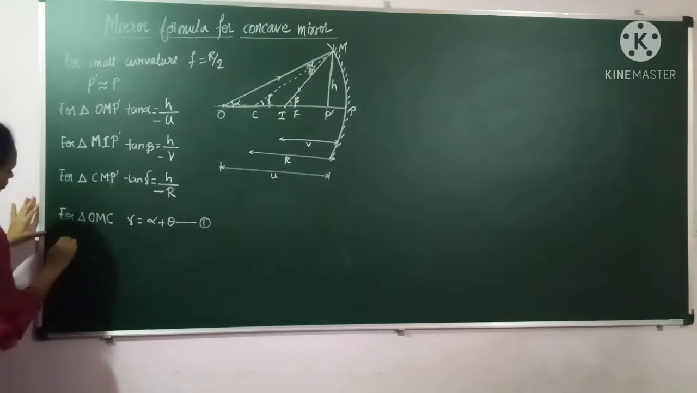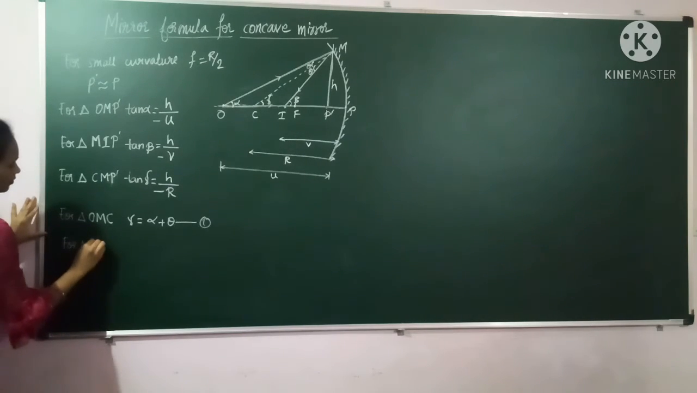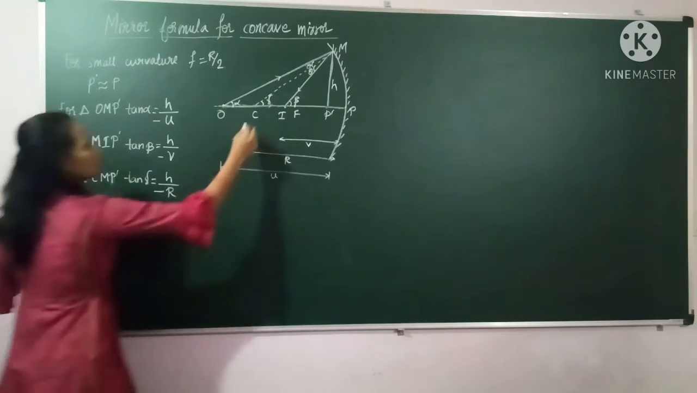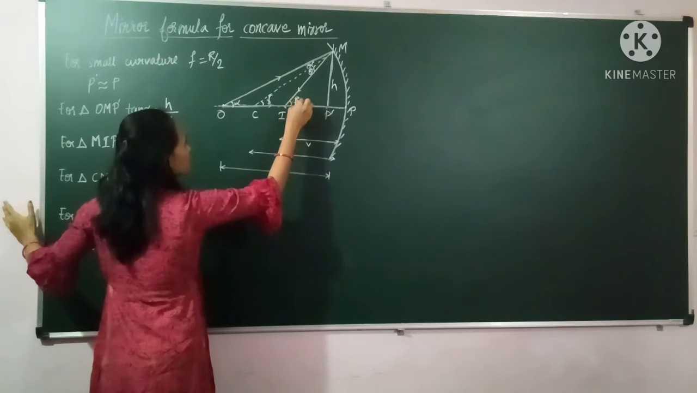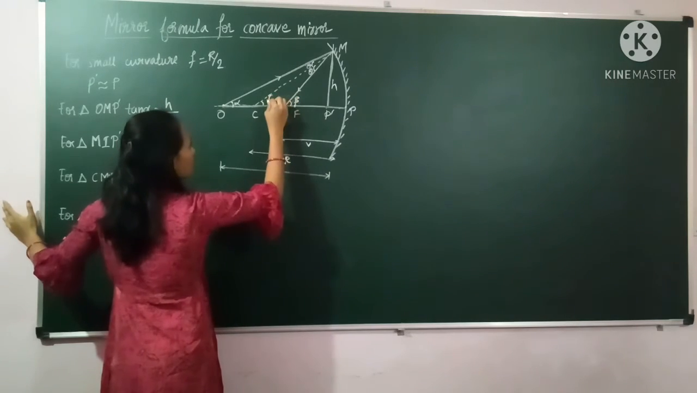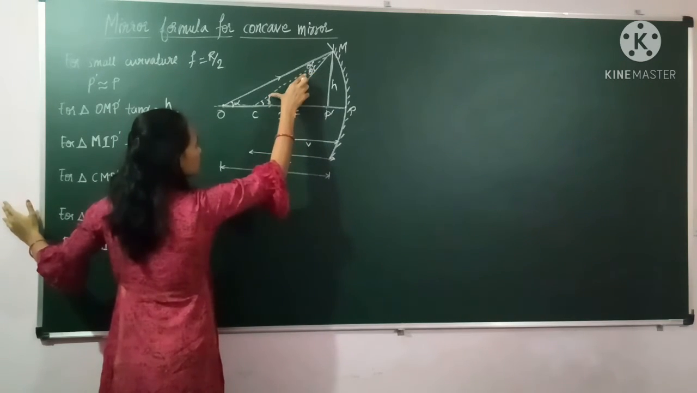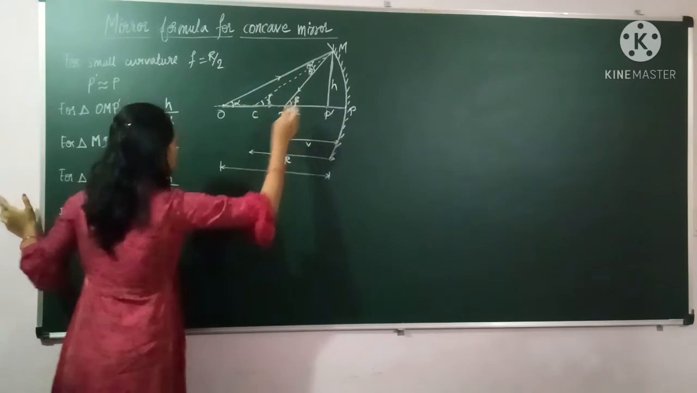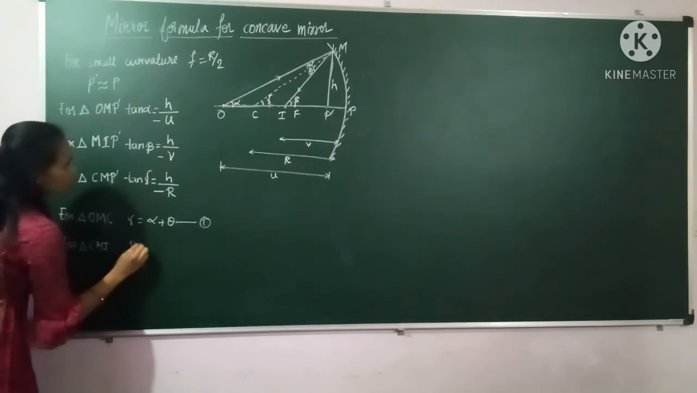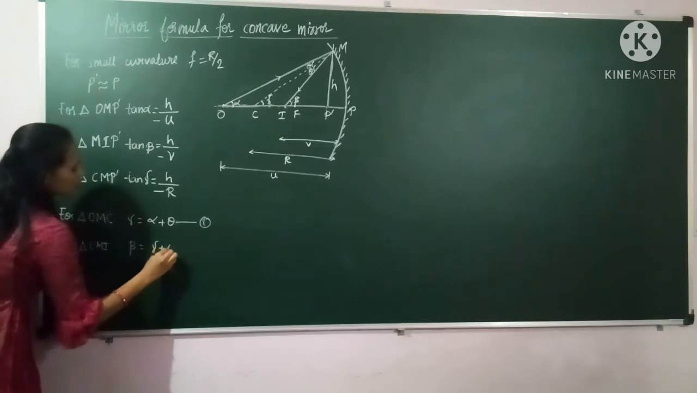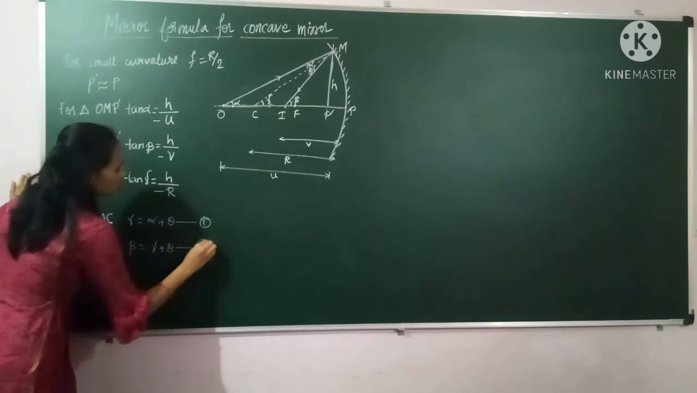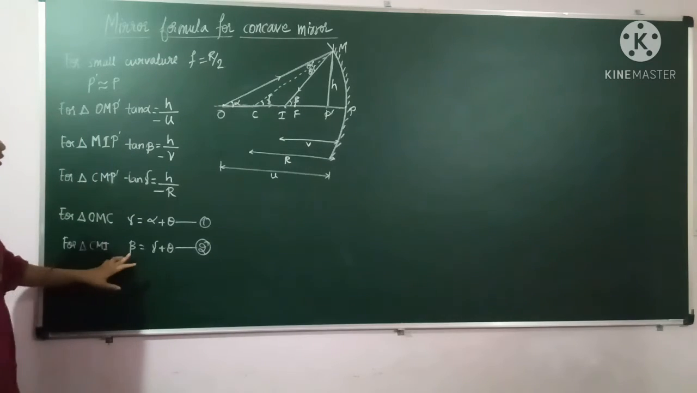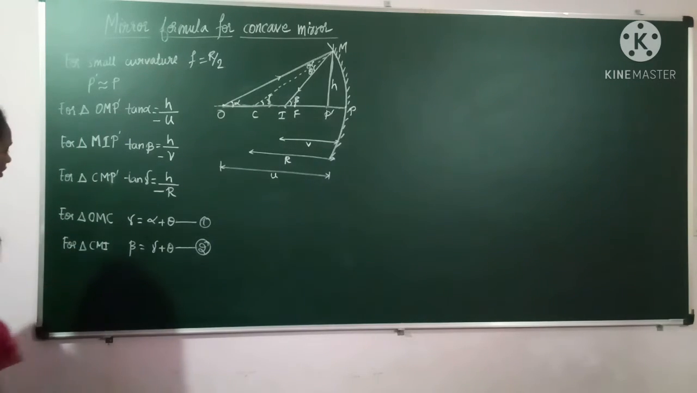Next, for triangle CMI, see CMI, in this triangle beta is the exterior angle, so beta can be written as gamma plus theta because these two are the interior opposite angles. So we can write beta is equal to gamma plus theta. Exterior angle is equal to the sum of two interior opposite angles. From that condition we can write beta is equal to gamma plus theta.